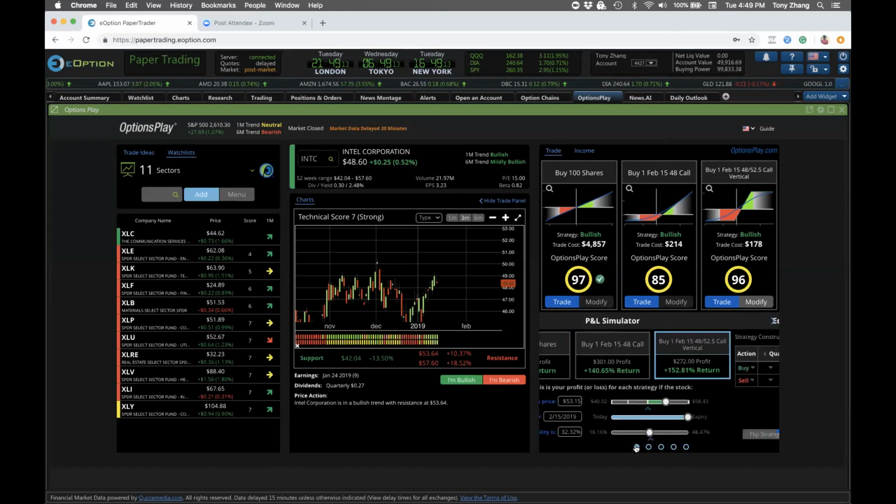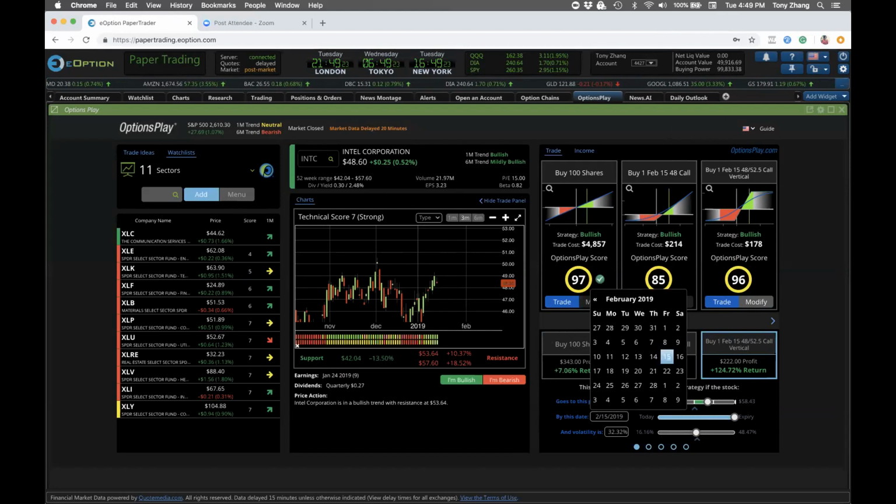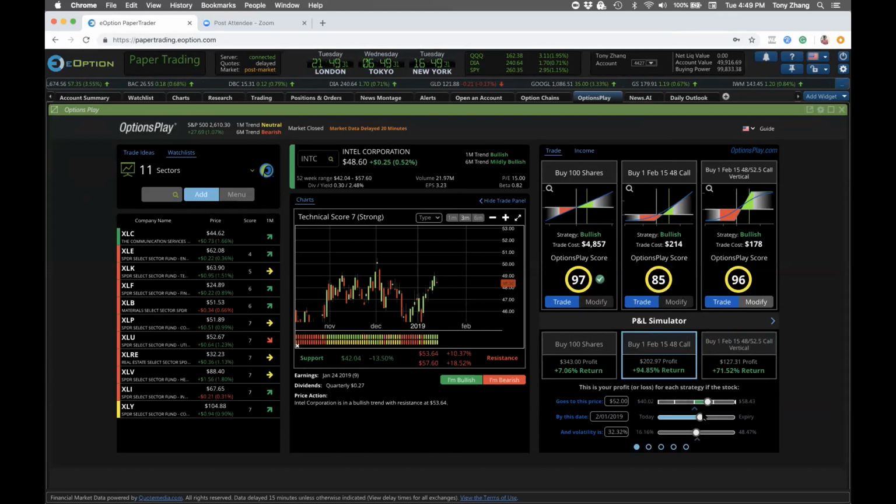And then I can use the P&L simulator to say that if the stock, which is trading around 48.60 right now, moves up to, let's say, 52 a few days after earnings. Earnings is on January 24th, so let's say a week after earnings, on January 31st or February 1st, the stock moves up to $52. I know that volatility does come down a bit after earnings, so it's really important to look at that. Let's say it comes down from about 30 to 25%. How much money do I actually expect to make from each one of these 3 strategies?